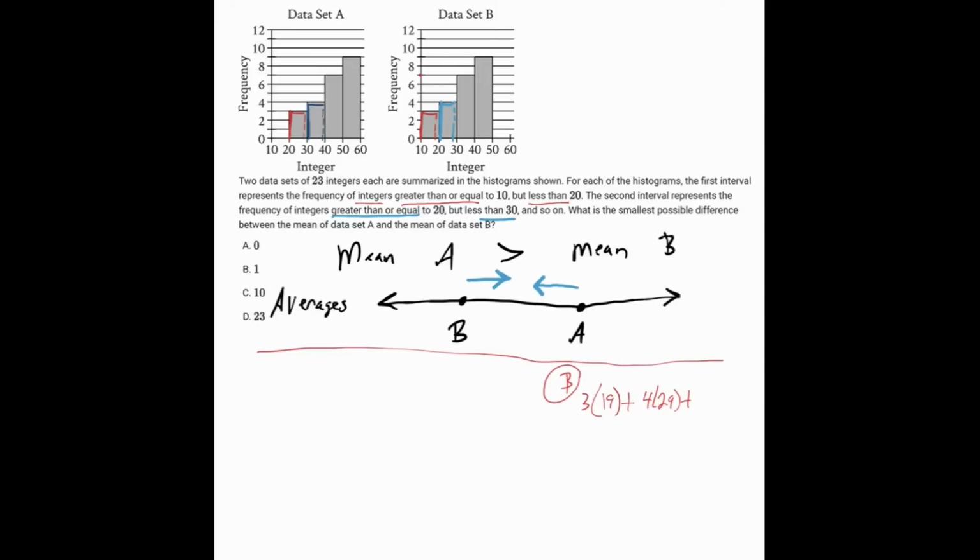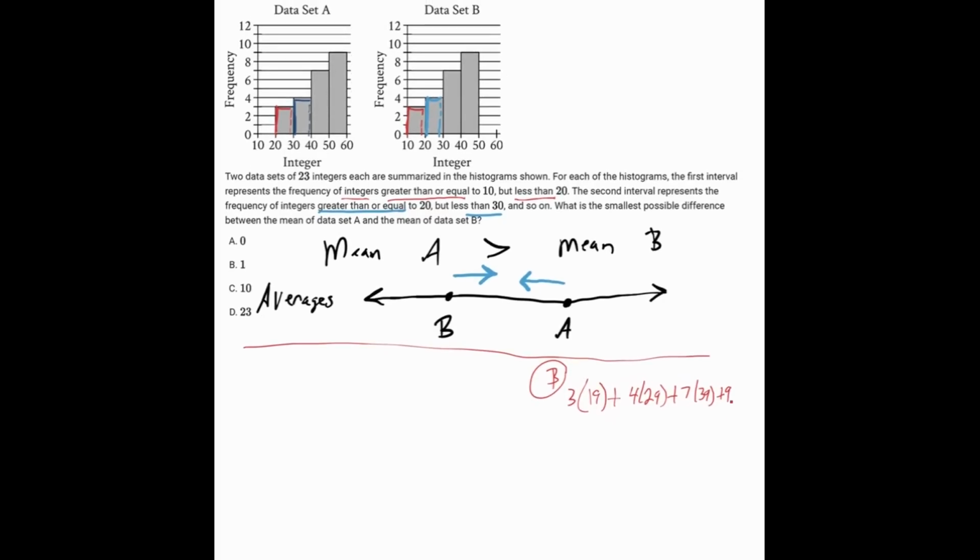The next bar, we know that there are 7 numbers there, and we want them as big as possible, between 30 and 39. So we want 7 numbers that are 39. And for the last set, we have 9 numbers. As big as possible is going to be 49. So 9 times 49. And all together, there are said to be 23 numbers. So we don't actually have to add up 3 plus 4 plus 7 plus 9. We know they add up to 23 from the beginning.